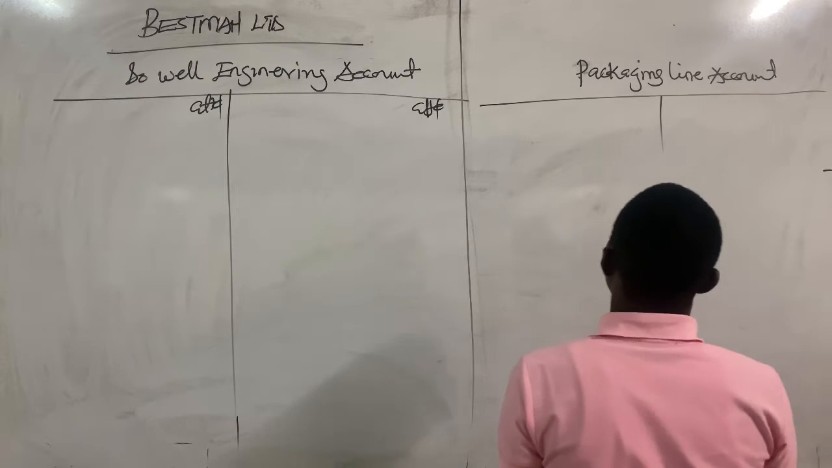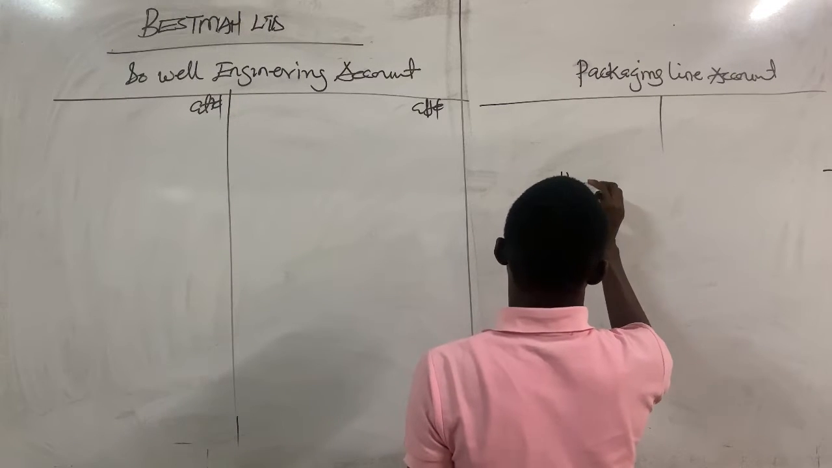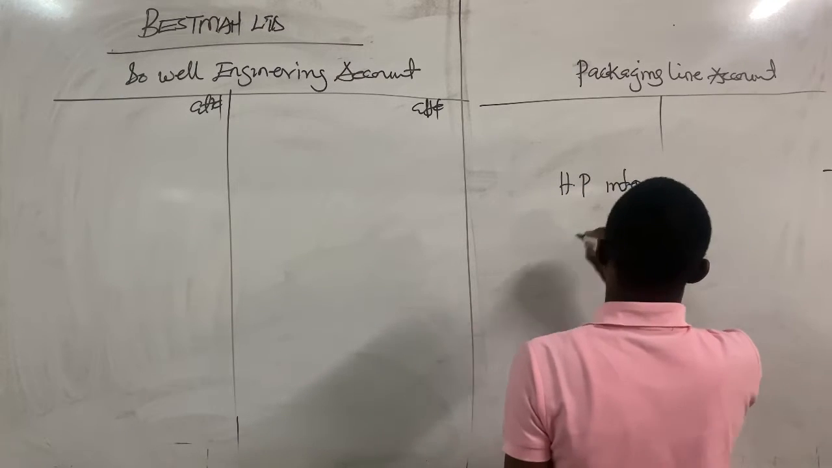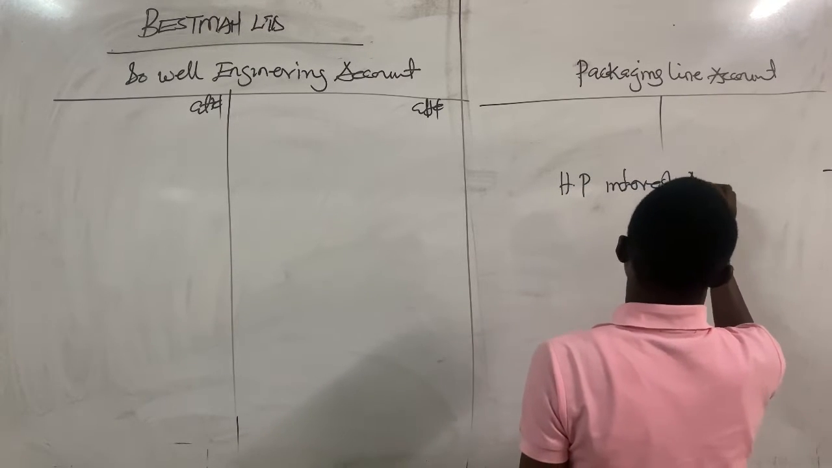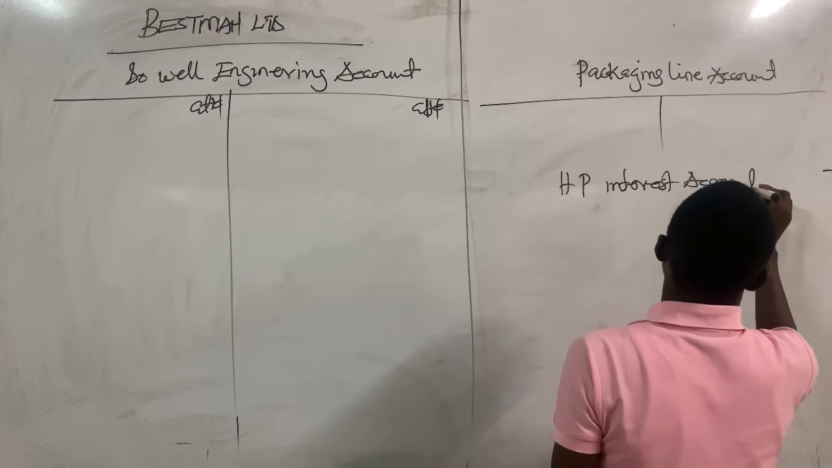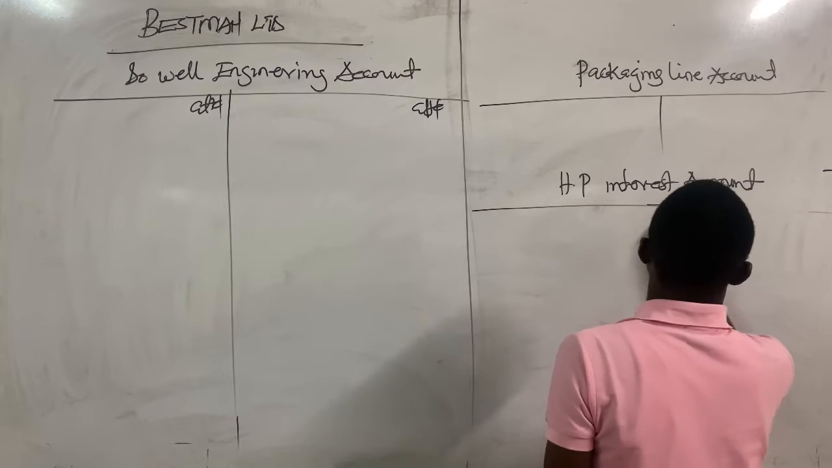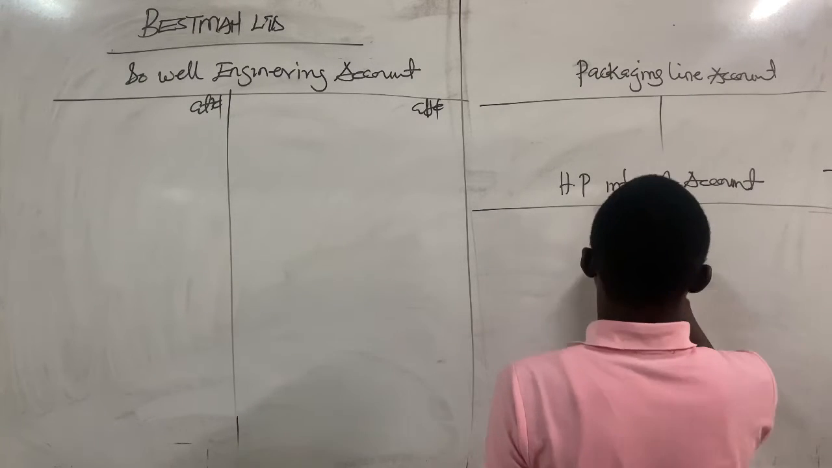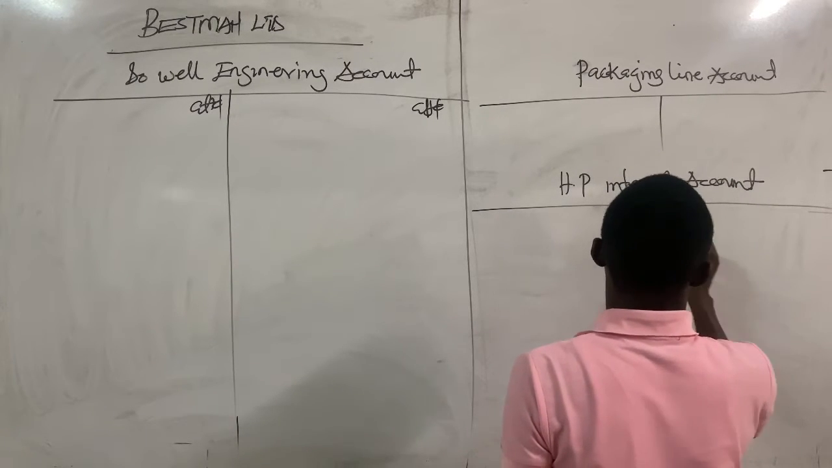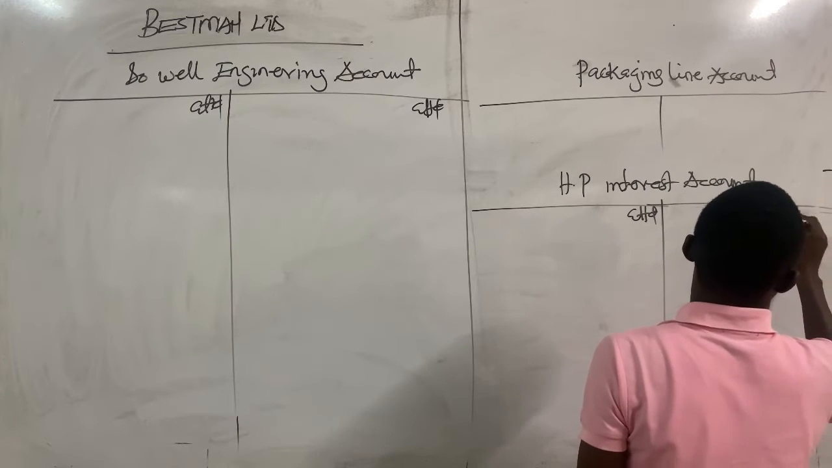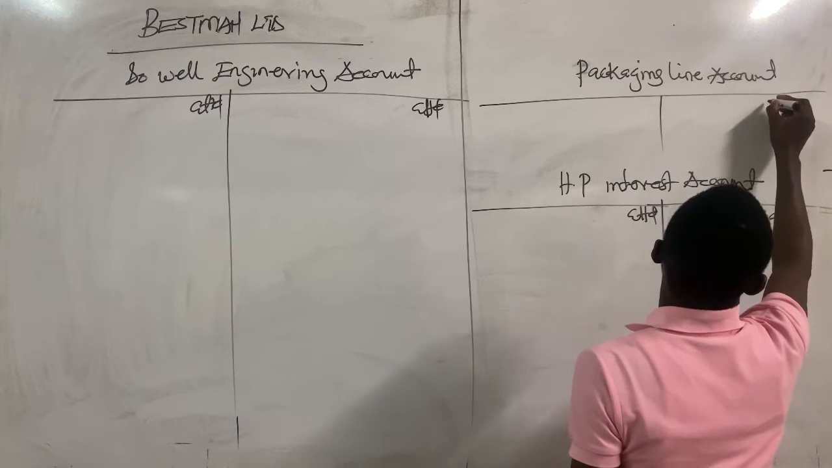After this, then we open the hire purchase interest account. So hire purchase is HP, interest account. Then I bring my currency sign.